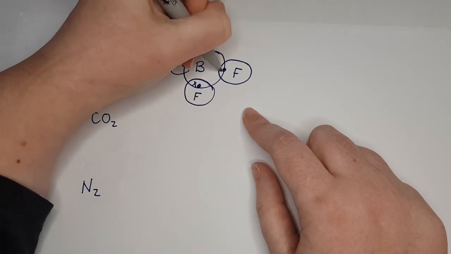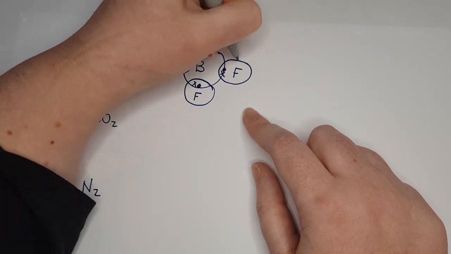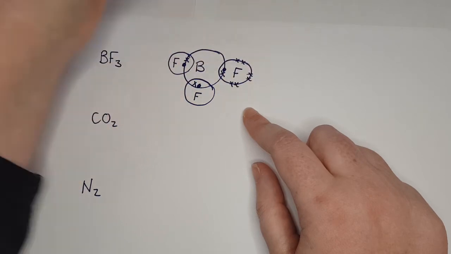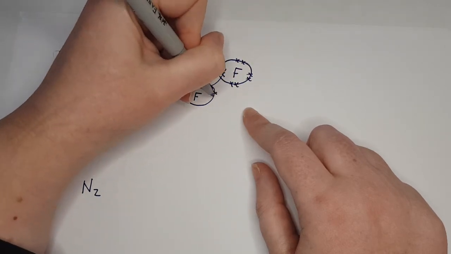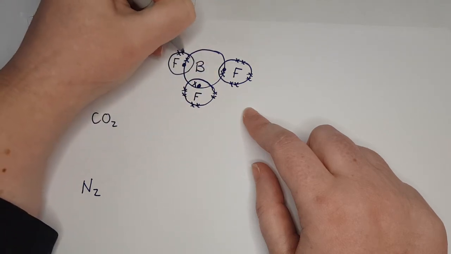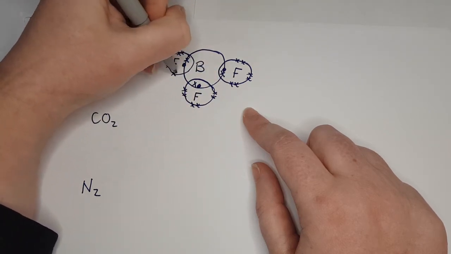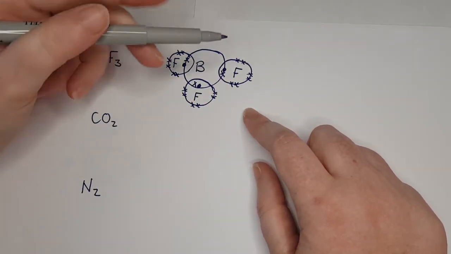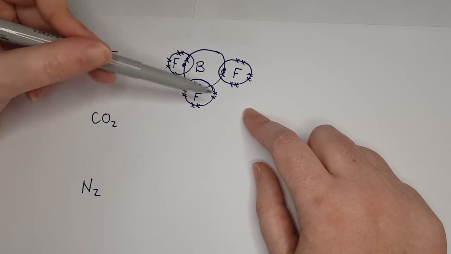So that's going to share its extra electron, and then fluorine still has its 3 lone pairs around it, because remember it still has 7. It's just shared its last one each with the boron. So there's our dot and cross diagram for BF3.